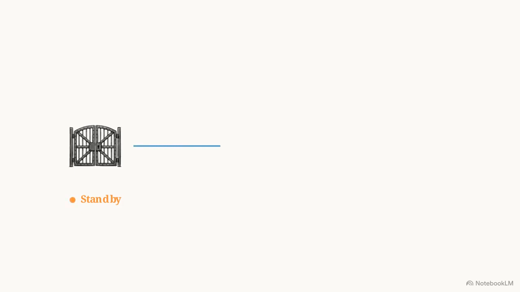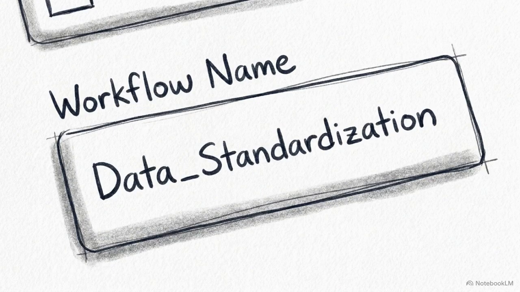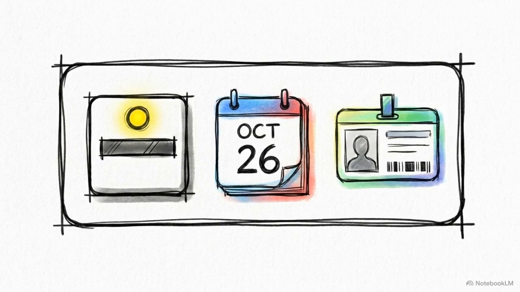Directly after the standby trigger, you attach your specific task logic. That could be standardizing a date format or looking up a customer ID. When the gate opens, the raw data flows through this isolated processing block. Once your logic is built, save this sequence and name it something clear, like module format data. This isolated mini-workflow is now a functioning module, a reusable function that is independent of any single larger process.